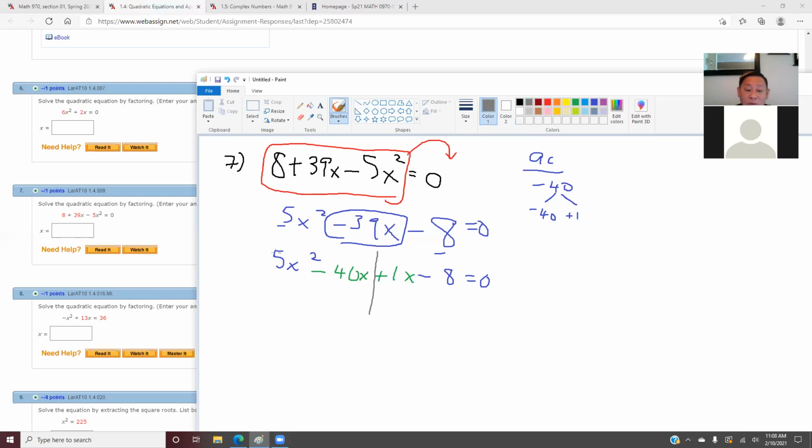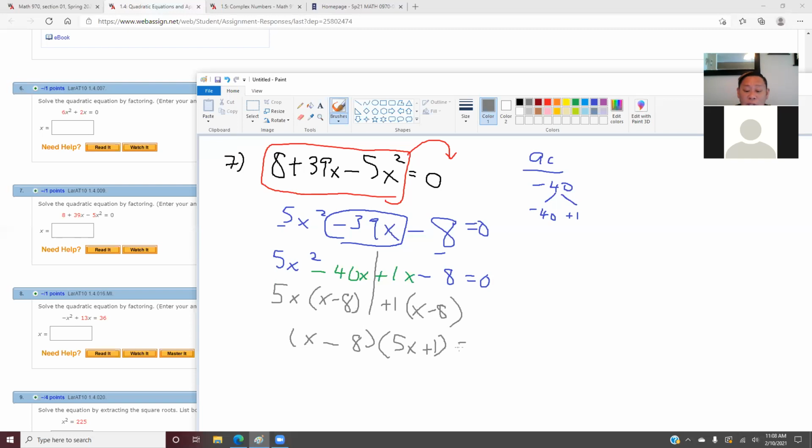The common factor of these first 2 terms is 5x, so you will get x minus 8. The last 2 have no common factor, but you can still factor out 1, so you still get x minus 8. And as you know, when you do factoring by grouping, these 2 have to be the same. So your factors in this case are x minus 8 and 5x plus 1, and this is all equal to 0.